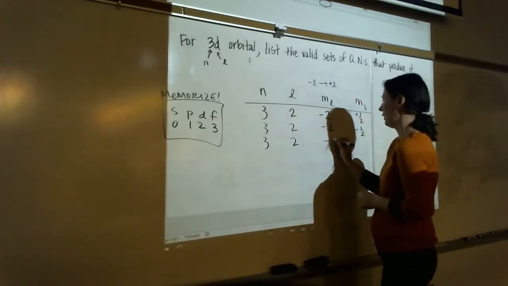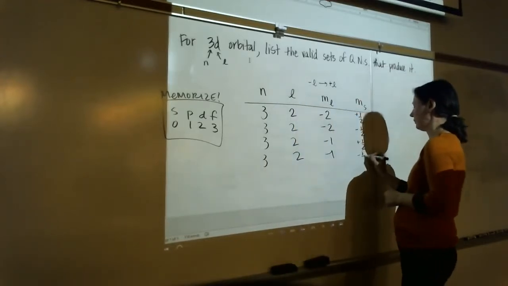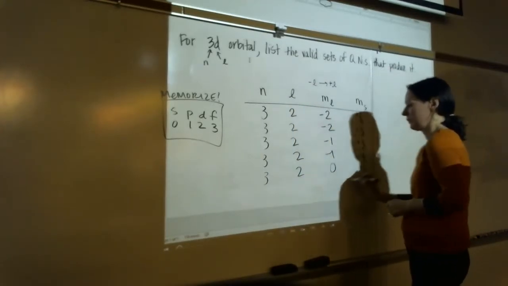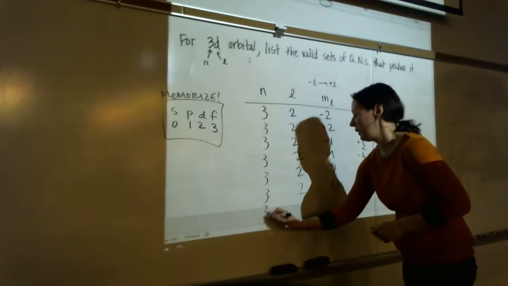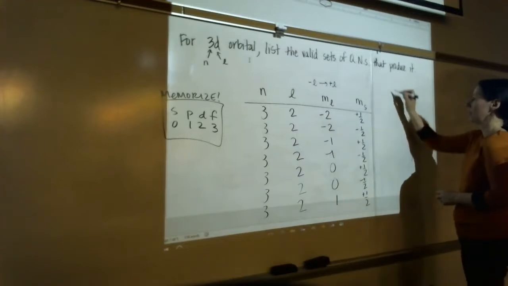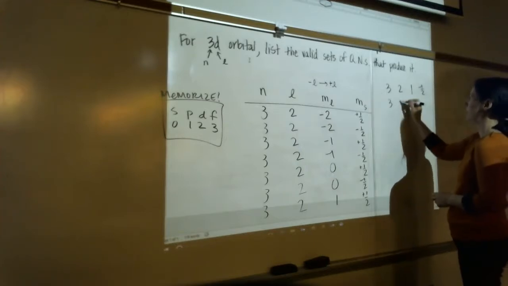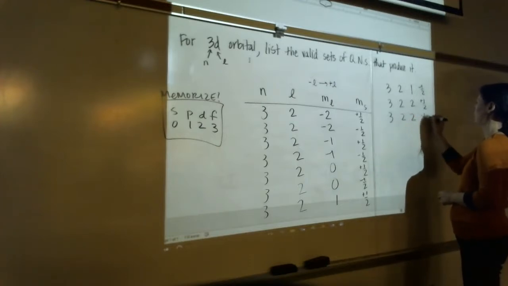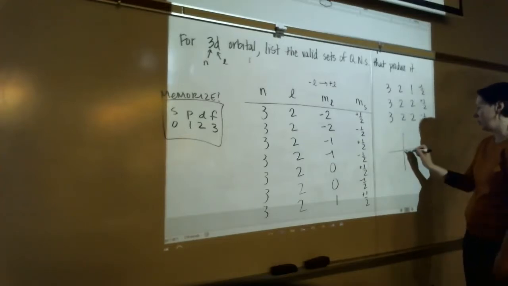3, 2, -1. 3, 2, 0. 3, 2, 0, -1/2. 3, 2, what? 1. 3, 2, 1, -1/2. 3, 2, 2, +1/2. 3, 2, 2, -1/2.